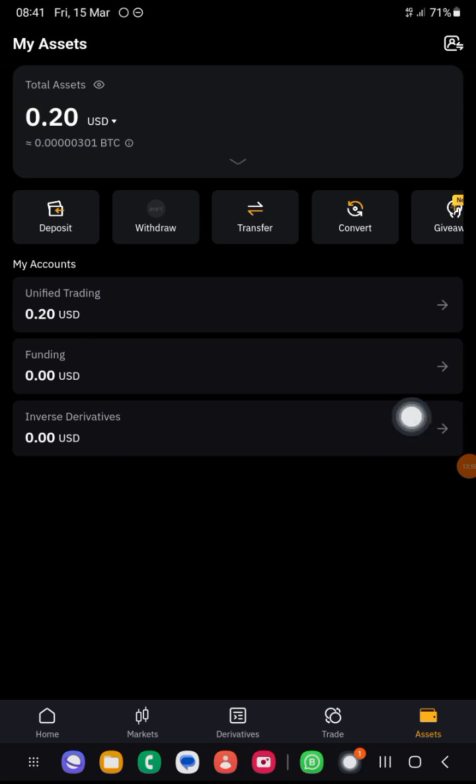Some people are saying, on Binance, if you just want to transfer money from your spot to futures, it's very easy. But this one is saying inverse derivative. Inverse derivative on Bybit means futures. So that's what they mean as well.